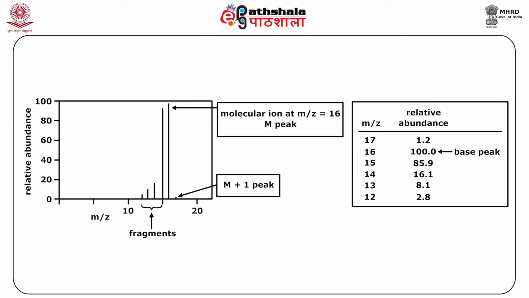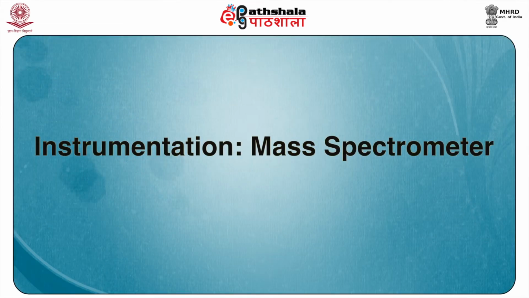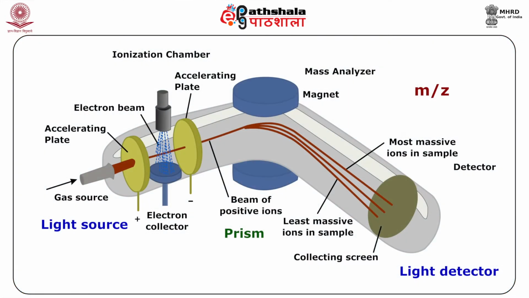And you can see the ratio of relative abundances of the fragments obtained in this case also. Now, let us begin, students, with the instrumentation of the mass spectrometer. The mass spectrometer contains basically three components: sample inlet and ion source, which we are going to take up together, mass analyzer, and ion detector.